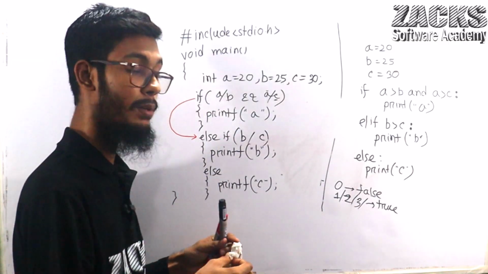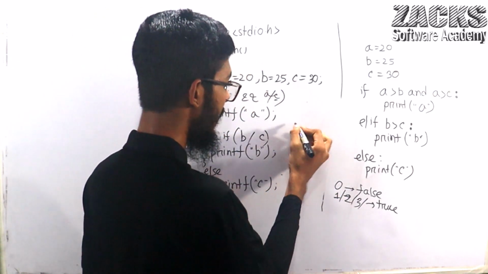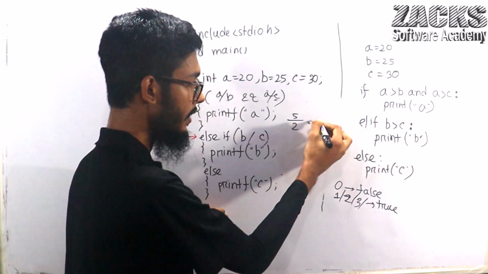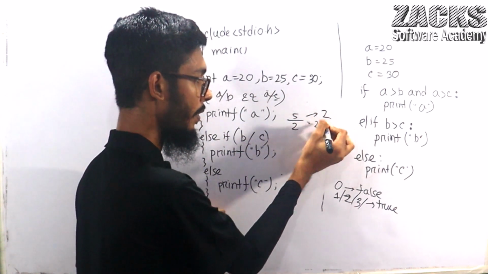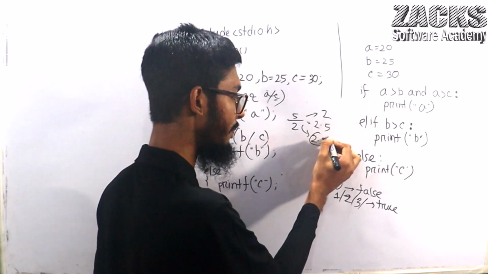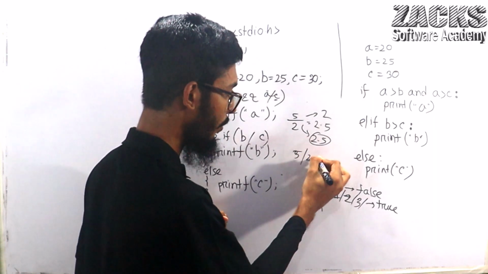Okay, but what about in Python? What will happen? In Python, in mathematics, for example, 5 by 2 equals what? 2.5 now. In mathematics, 2.5. In C, what? 2. But in Python, what is the value? Not 2. The value is 2.5 only in Python. For example, 5 by 2 value is 2.5.